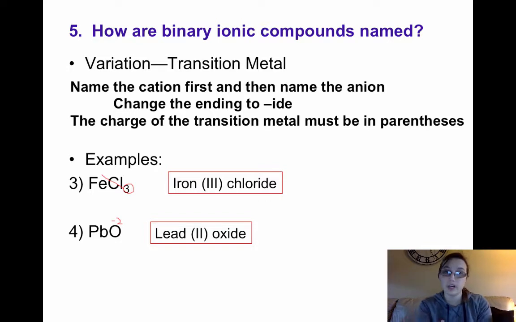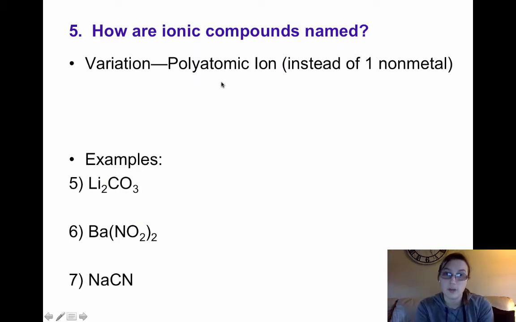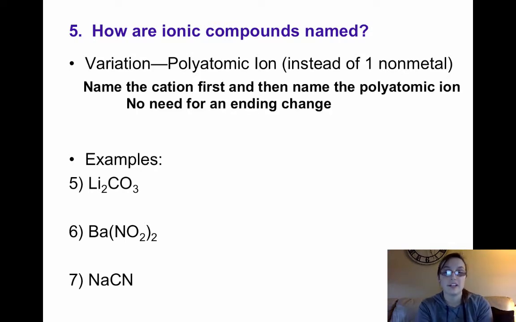So when it comes to naming ionic compounds, one variation is having a transition metal. The other variation is having a polyatomic ion. So instead of having a nonmetal at the end, we would have a polyatomic ion. When naming ionic compounds with polyatomics, we name the cation first, just like before, and then you just name the polyatomic ion. You don't have to change the ending. So really all you're doing is looking at what comes first, what comes second.